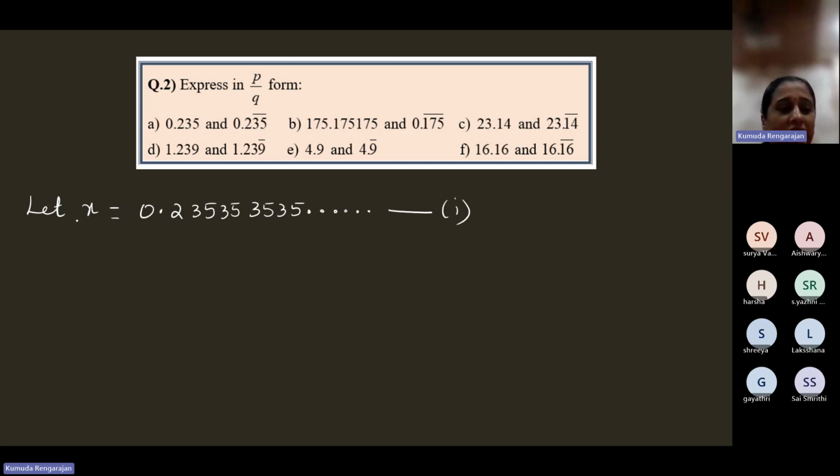So multiply this equation by 100 on both sides. x into 100, 100x, is equal to this one multiplied by 100. The decimal point will be shifted by 2 places, right? So 100x will be equal to 23 point. Be very careful. See here, the decimal point moves by 2 places to the right. So see where it is now. 23 point. What is after 23.5? 35, 35, 35, repeating.